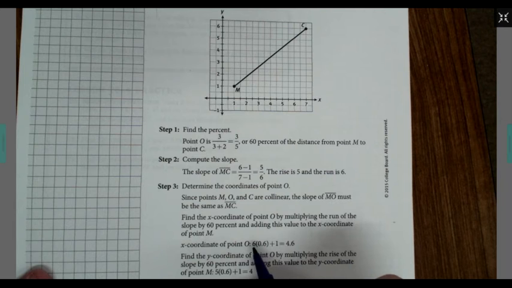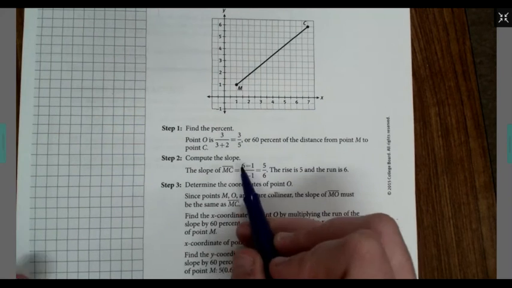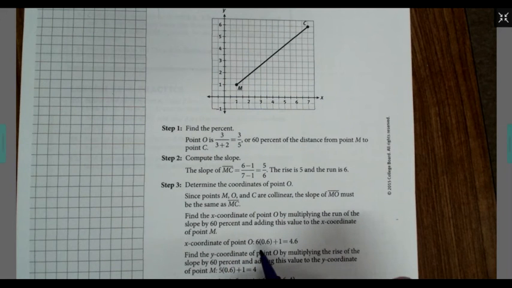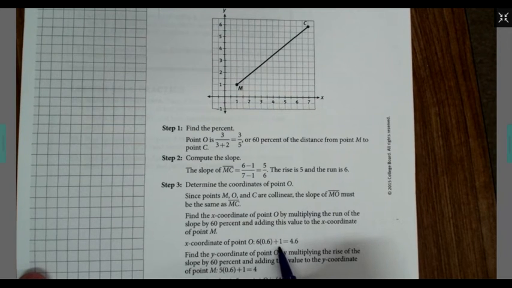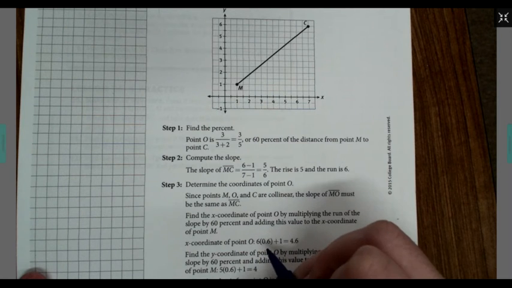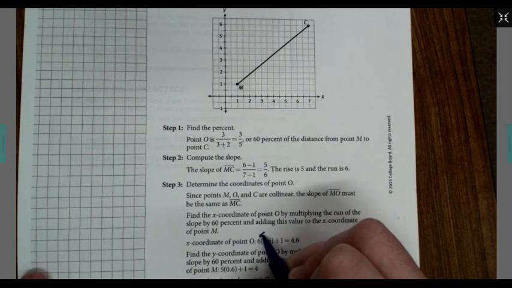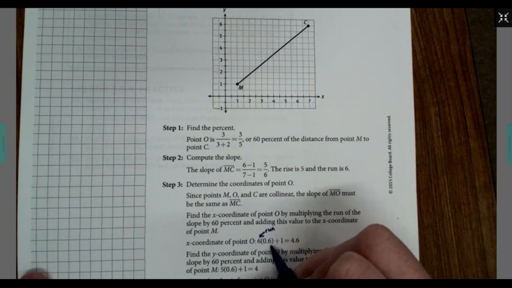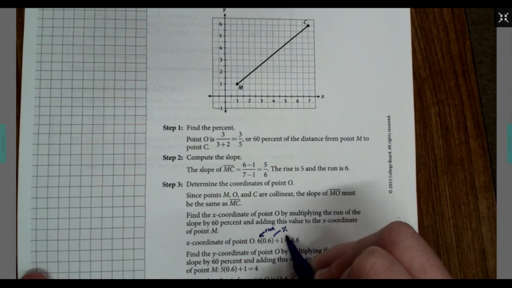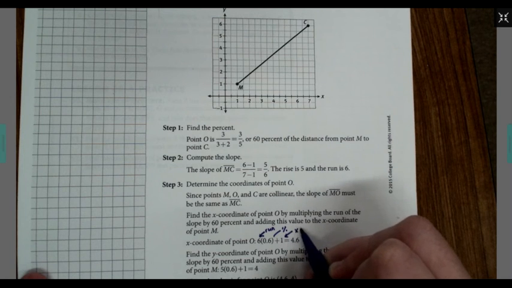X-coordinate of point O was 6 times 0.6, added to 1, because that's the x-coordinate of M. And the 60% was my percentage, the 3:2 ratio, okay? That equals 4.6. Sorry. This is my run. This is the percent. And this was the initial x value.